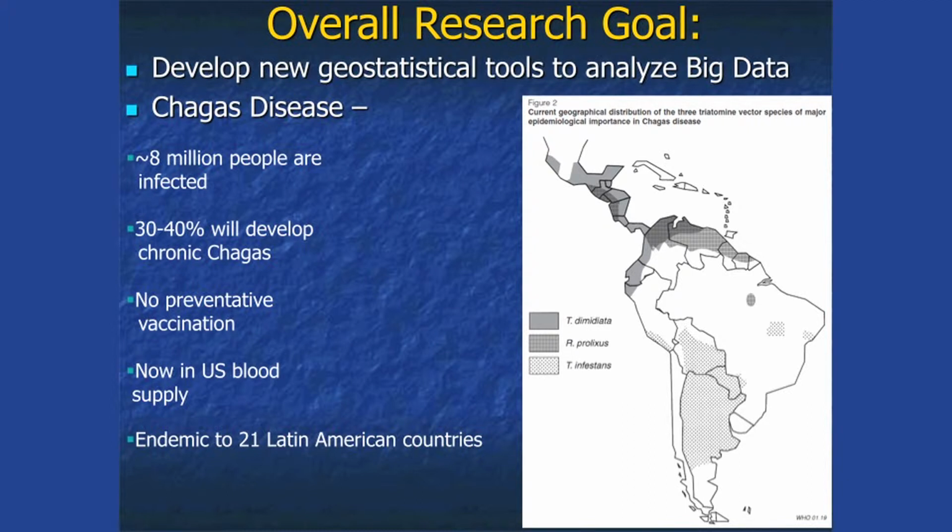It's Chagas disease. Why should you care about it? It's endemic to 21 Latin American countries. Approximately 8 million people already are infected with the disease. 30 to 40% of those people will actually die of chronic Chagas, enlarged heart or esophagus, and there's no preventative medicine or vaccine. It's now in the southern part of the United States. It's in our blood supply, and as of 2 years ago, we test for it.